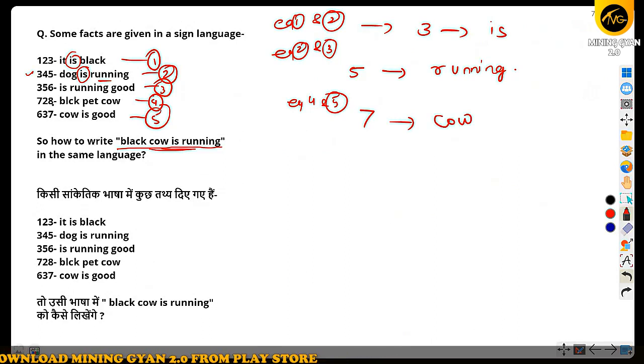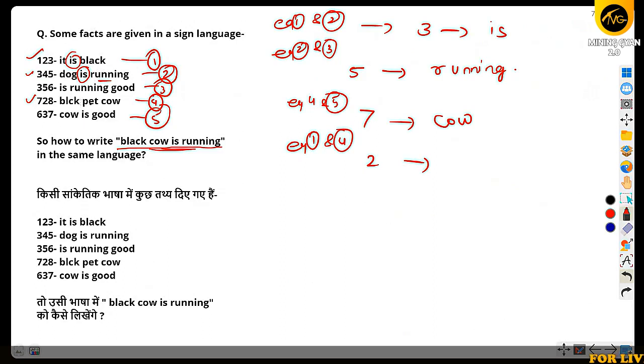Okay, now equation number 1 and equation number 4. The number which is common in both the equations is 2, and the word which is common in equation number 1 and equation number 4 is black. So 2 is used for the black.